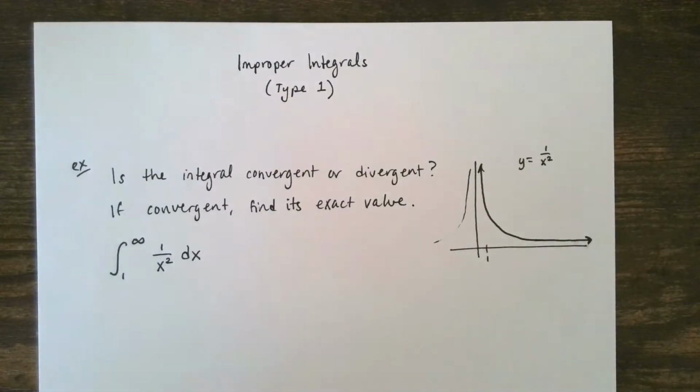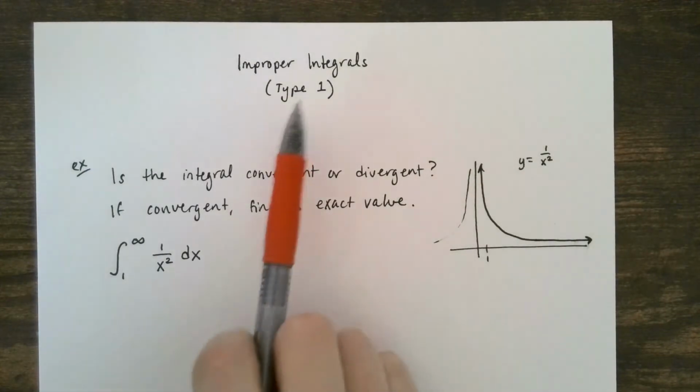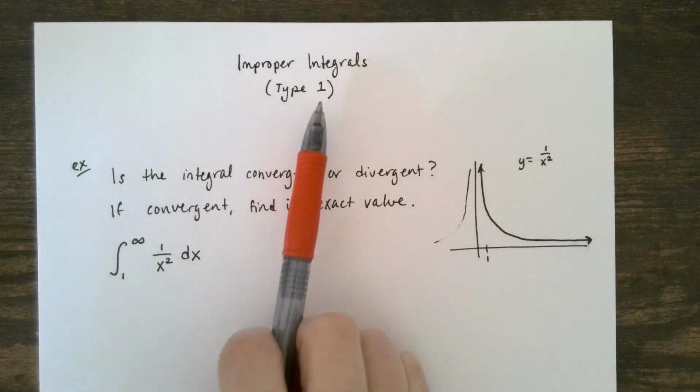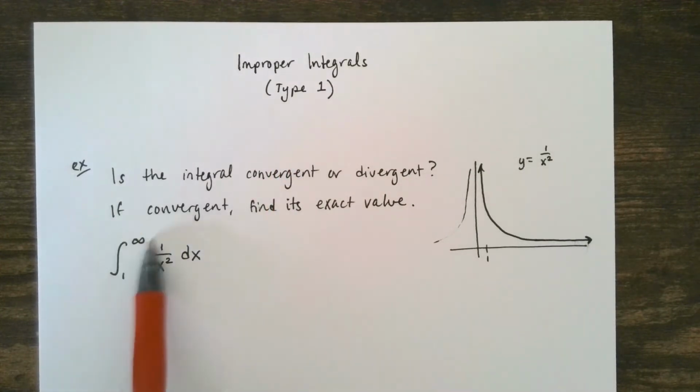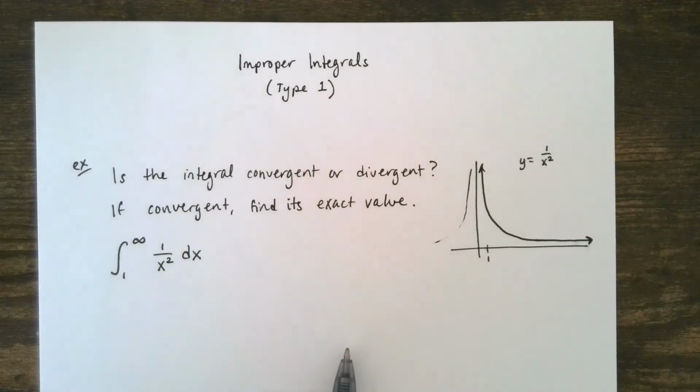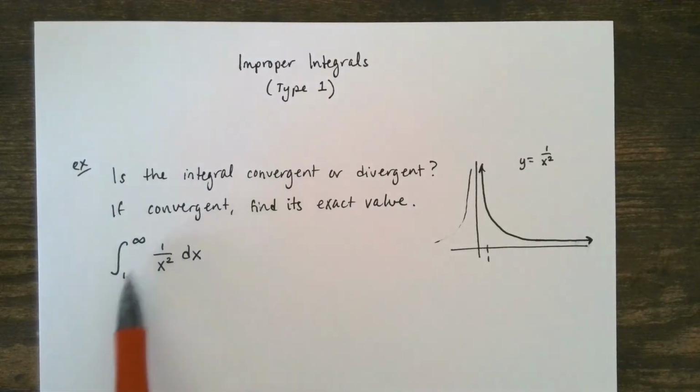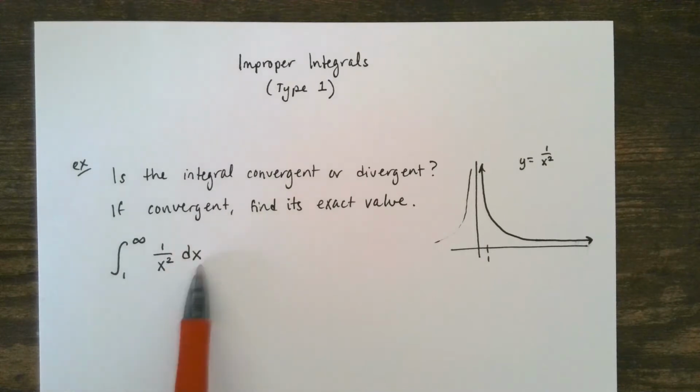Let's talk about improper integrals. This will be specifically what we're calling type 1, which is the kind that has infinity as one or both of the bounds. So you can see the example that we're going to do in this video. We have the integral from 1 to infinity of 1 over x squared dx.